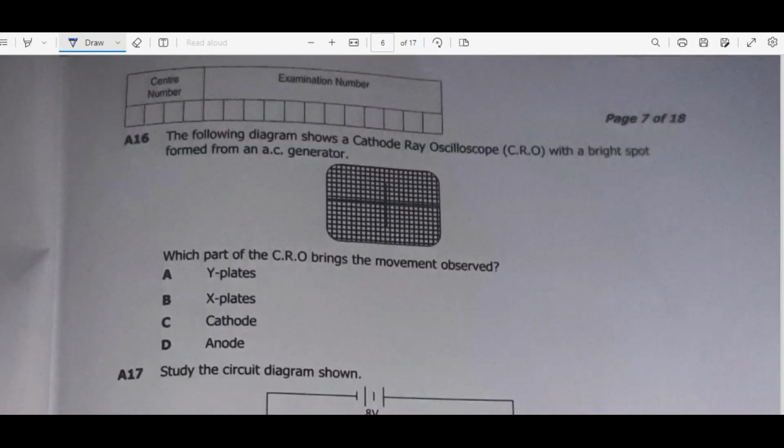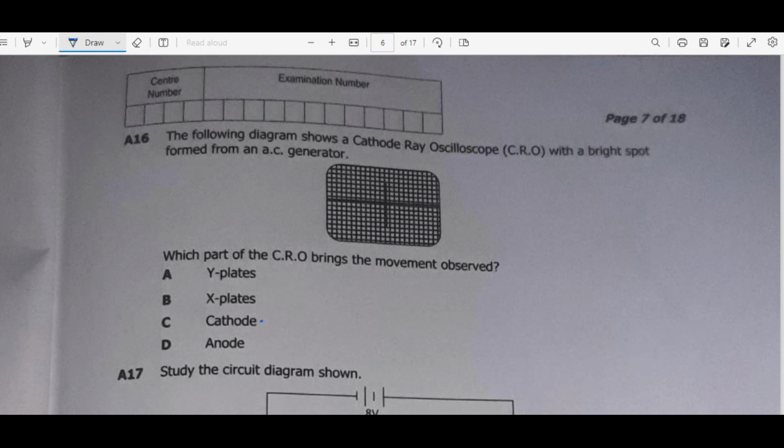Number 16. The following diagram shows a cathode ray oscilloscope, CRO, with a bright spot formed from an AC generator. Which part of the CRO brings the movement observed? See, the movement observed. So the Y plates and the X plates do the deflections.